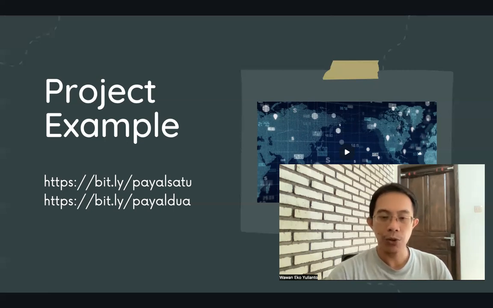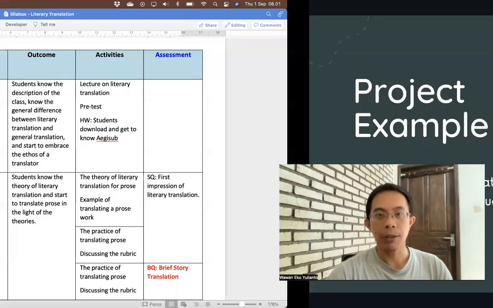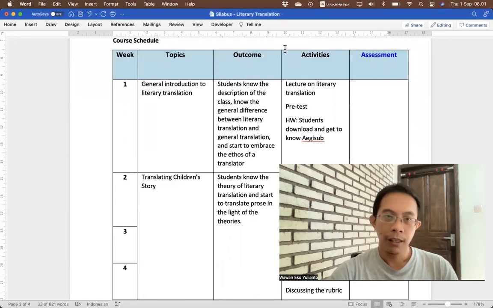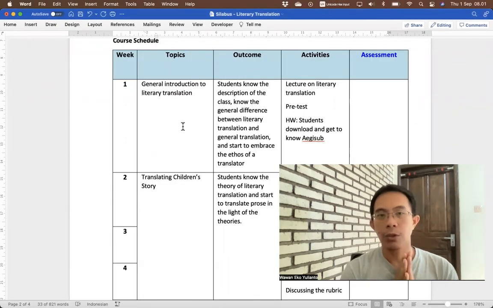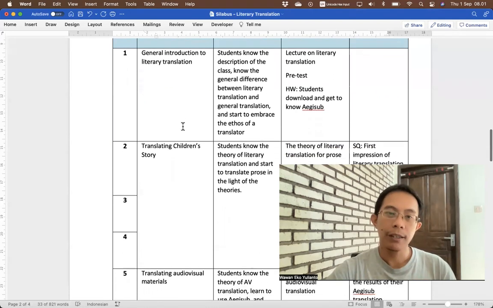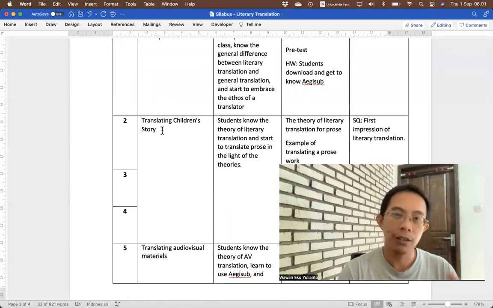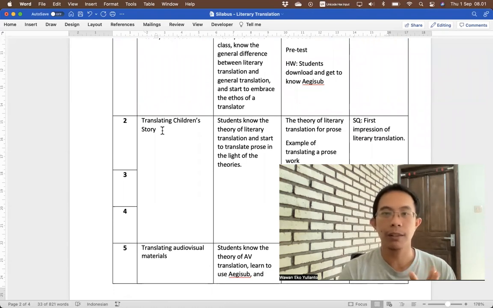All right. Now, let me show you the week-by-week tentative schedule. First week, it's general introduction to literary translation. That's what I am now doing. At the end of this session, there will be a pretest that I expect you to do individually, so I know your level of literary translation skill for now. And then there's this theory of literary translation and translating children's stories here.